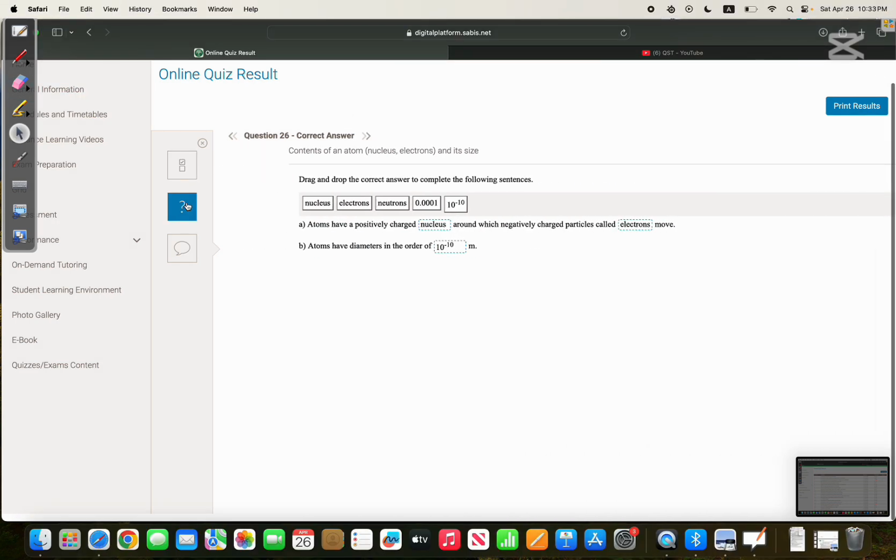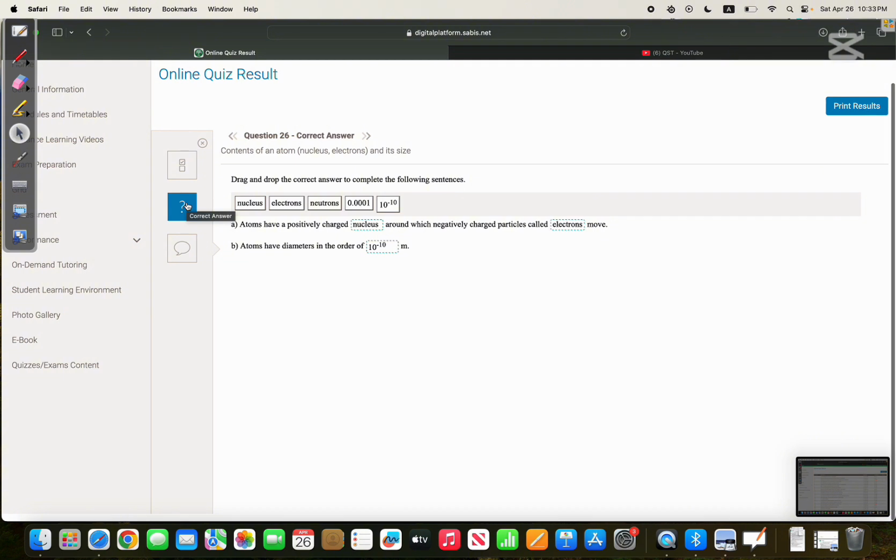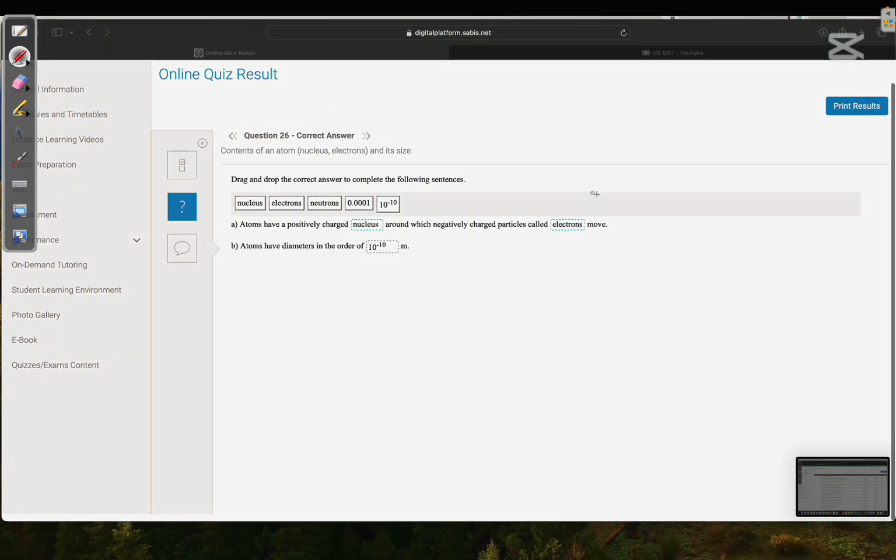Number 26. Atoms have a positively charged nucleus around which negatively charged particles called electrons move. Okay, so let me draw another demonstration of a nucleus. Here are protons and neutrons. Look, a nucleus is positively charged because there are no electrons inside the nucleus to make it negatively charged or neutral. And then there will always be electrons moving. Atoms have diameters in the order of 10 to the negative 10.